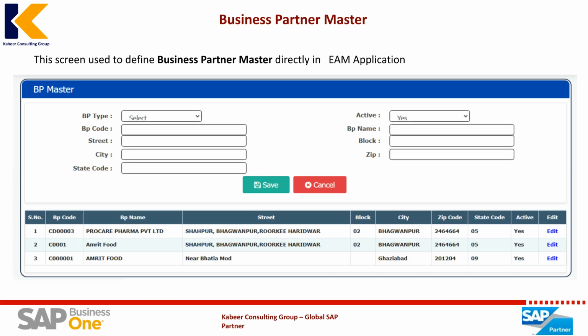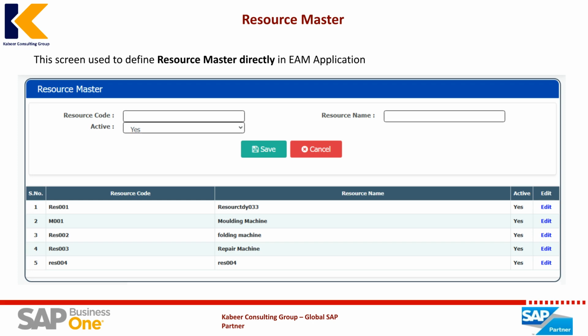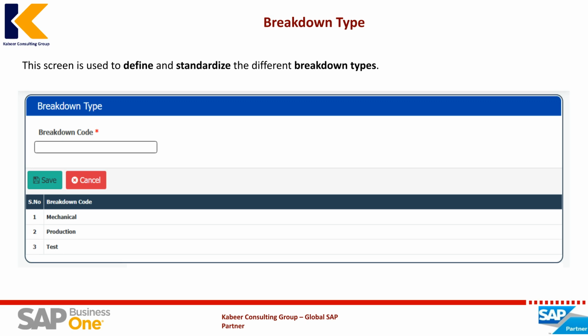The Business Partner Master can be defined directly in the EAM application here. You can define the Item Master directly within the EAM application on this screen. The Resource Master can be defined directly in the EAM application on this screen. The Breakdown Type screen is used to define and standardize different breakdown types.